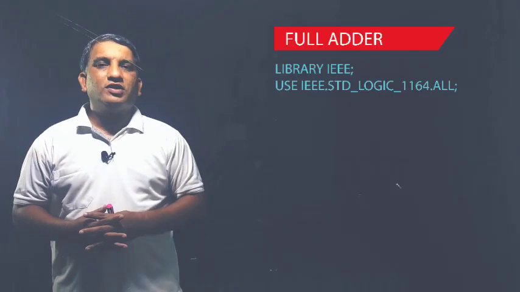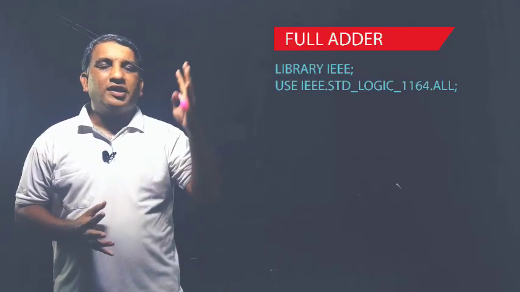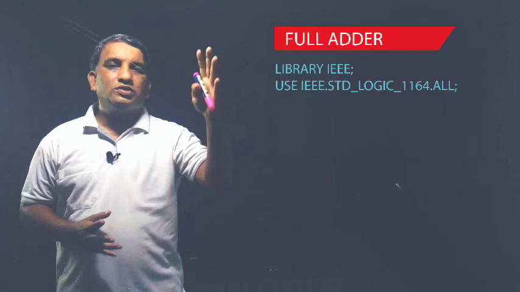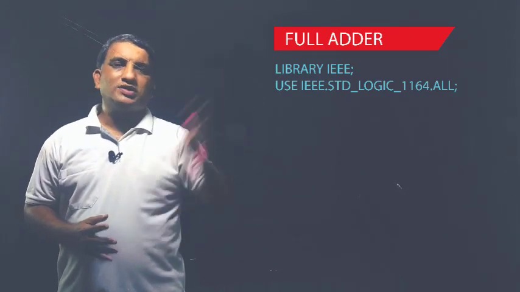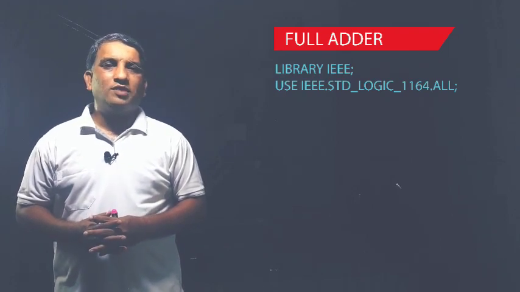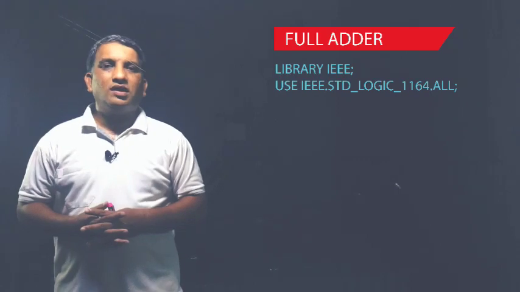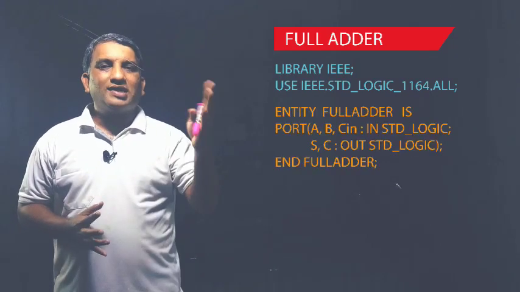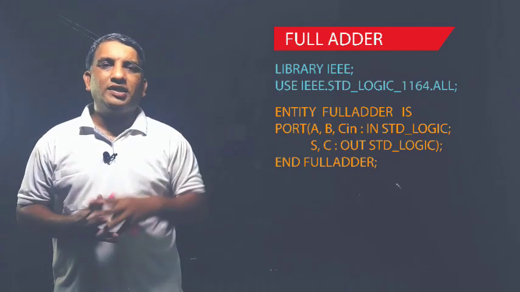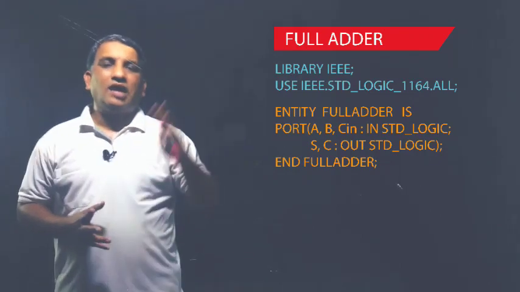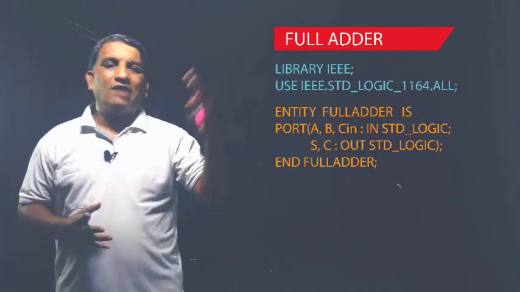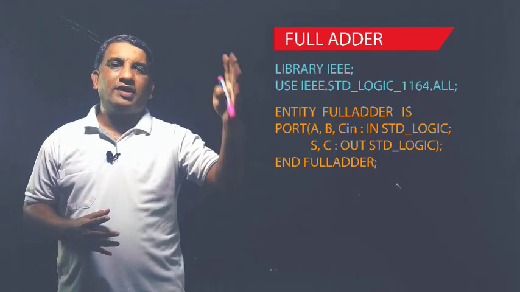Now, as you can see here, first we have to write the 2 header files. The header files will be library IEEE, then semicolon, then use IEEE.std_logic_1164.all. So these 2 lines will be there in every VHDL program. Now let us write the entity for this full adder. As I have already told you, the entity always starts with the entity keyword. Then I give the name to this design. The name of the entity is full adder. Then the keyword is. So entity full adder is.